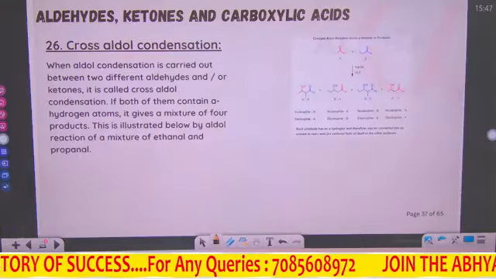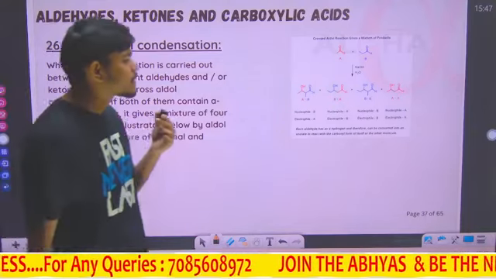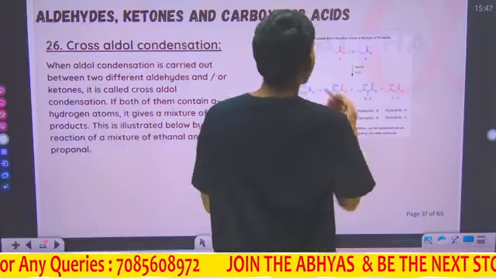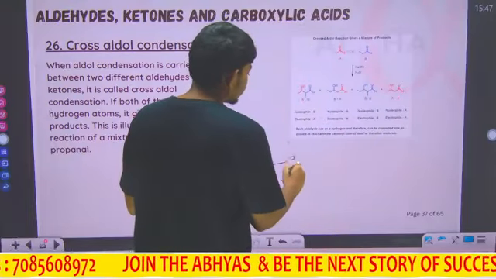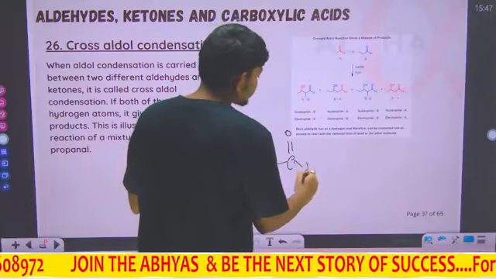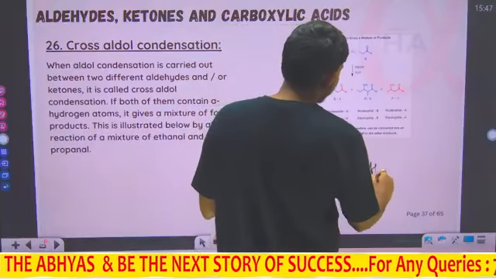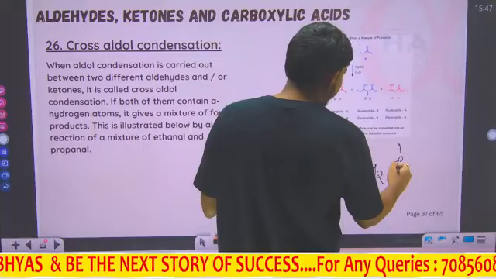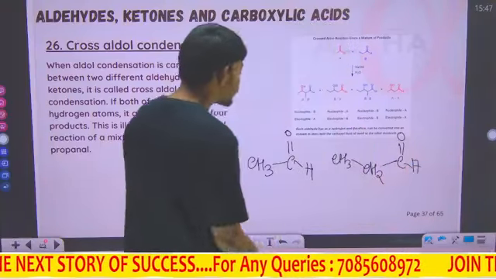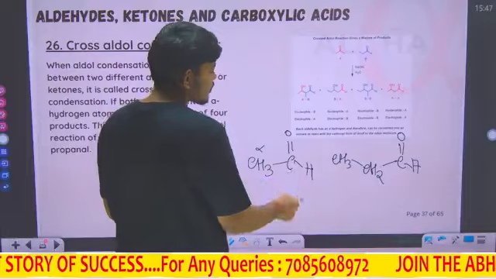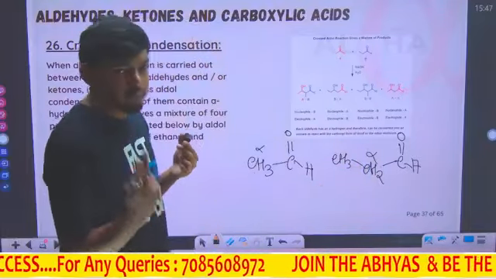You have done this. This is your cross aldol. I'm not going to show you the 4 reactions. Just know that 2 species are given here. That is your CH3 CHO, another one is your CH3 CH2 CHO. Does it contain alpha hydrogen? Yes, it does. Does it contain? Yes. So 2 alpha hydrogens, 4 products.